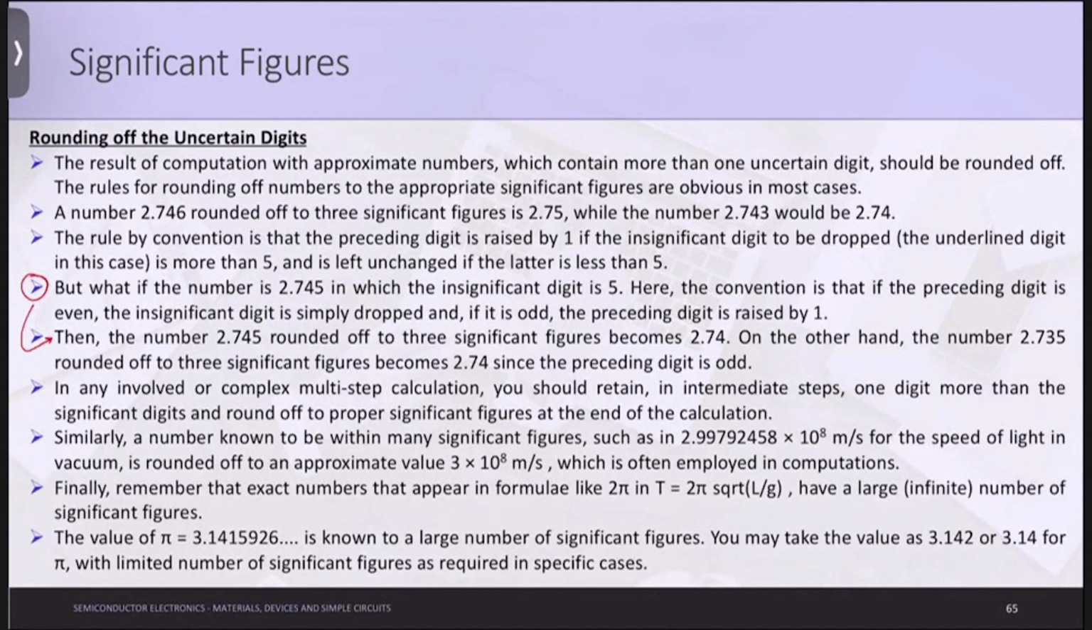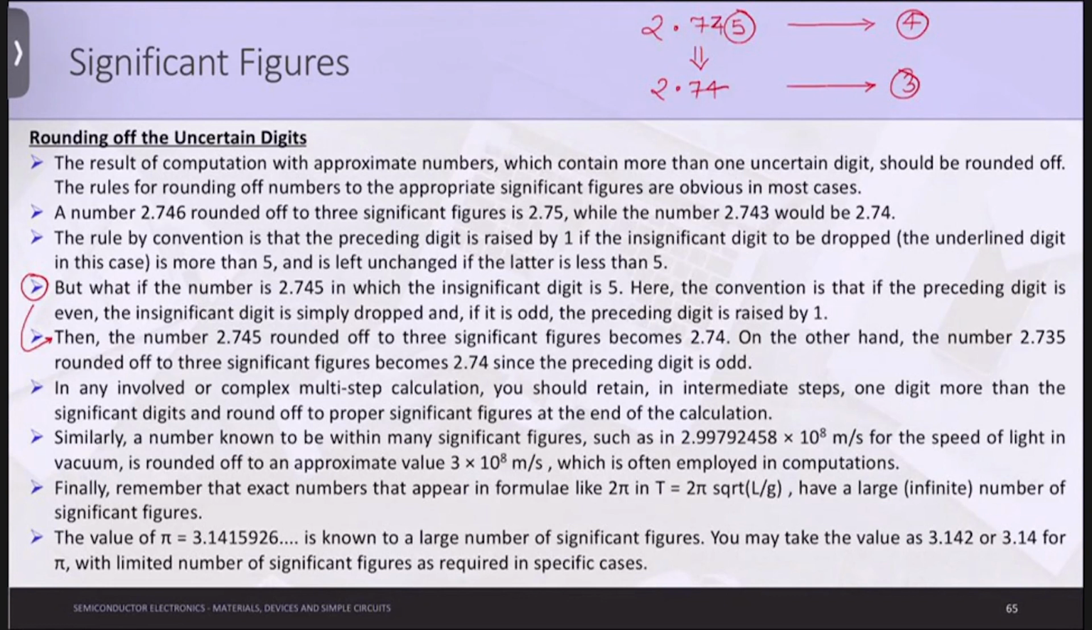So the number 2.745 rounded off to three significant digits becomes 2.74. Why does it become 2.74? As you can see, 2.745 has four significant digits. Let us say we want to round it off to three significant digits. As the final digit is 5 here, we must look at whether the digit preceding it is odd or even. As it is even, the rule states that the insignificant digit is simply dropped. If it is simply dropped, then we are just writing 2.74.